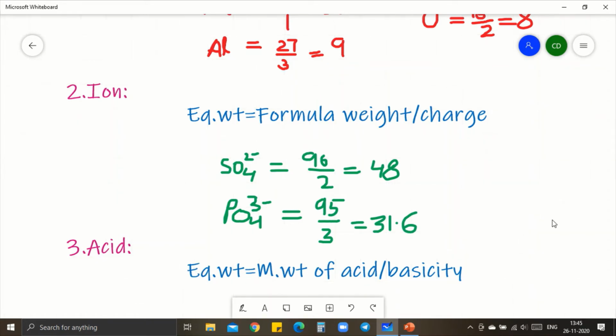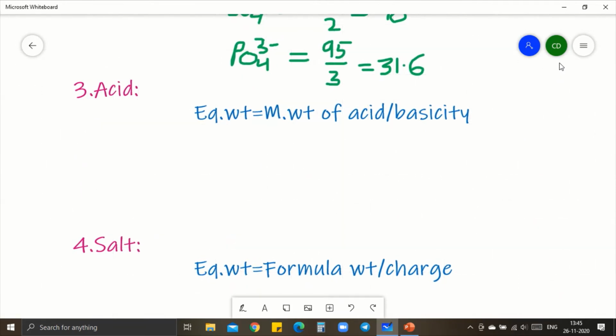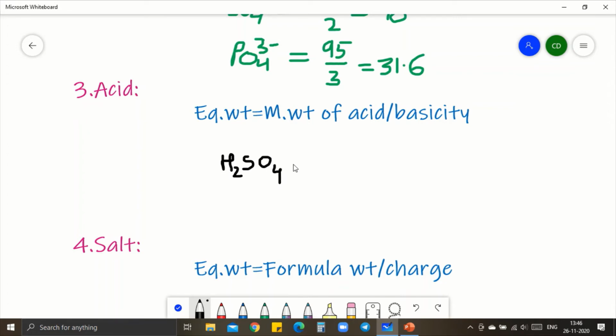So now let's discuss the equivalent weight of an acid. It is molecular weight of the acid divided by basicity. If you want to know how to calculate basicity, I have done a video on basicity. You can see there. Suppose we take an acid, H2SO4, sulfuric acid. Its molecular weight is 98 because SO4 molecular weight is 96, as we have discussed earlier, and add 2 hydrogens, so 98.